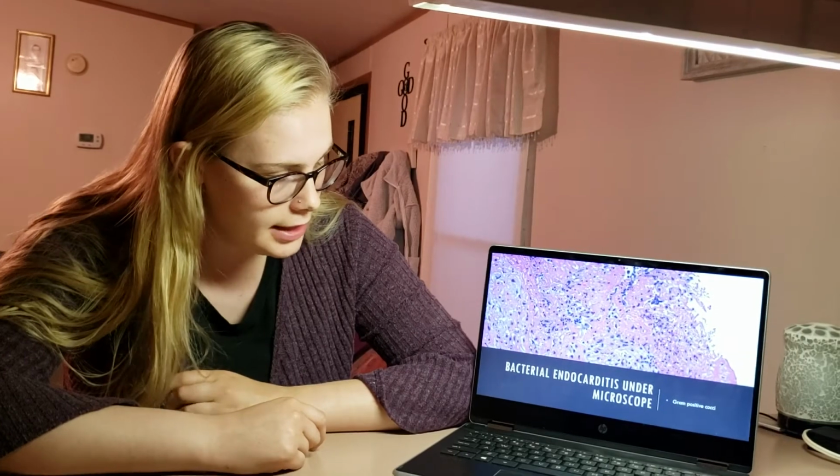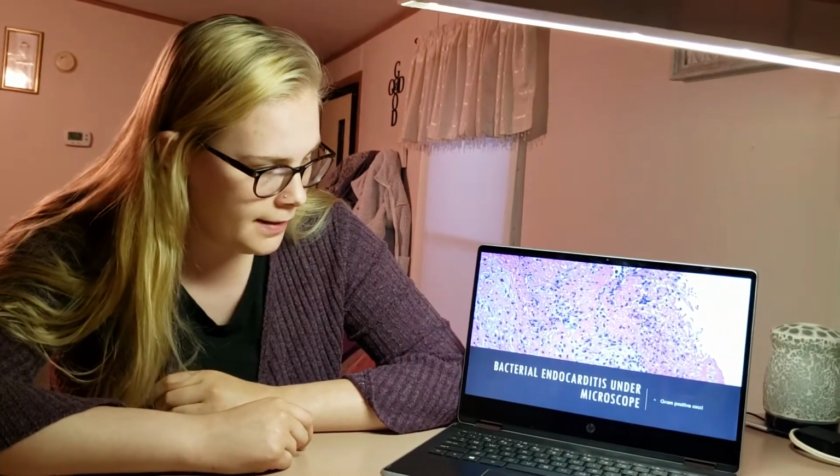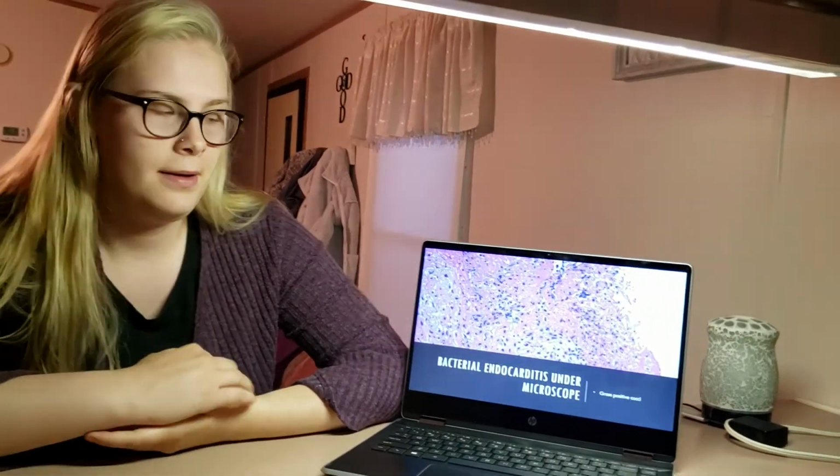And here's a picture of bacterial endocarditis under the microscope. And as you can see, it's gram-positive cocci. So I'll give you a minute to look at that.